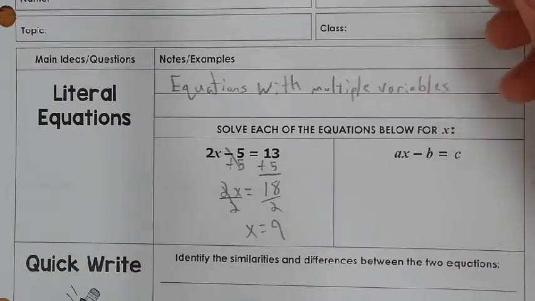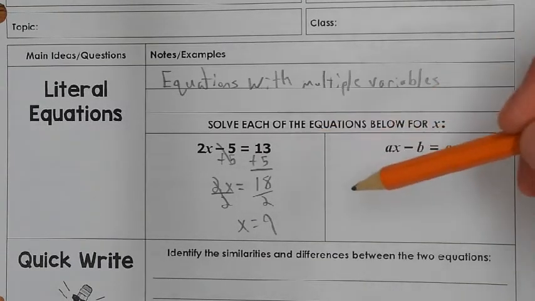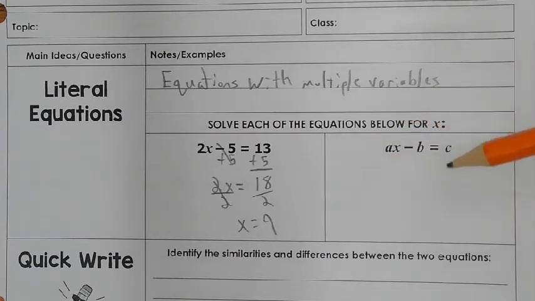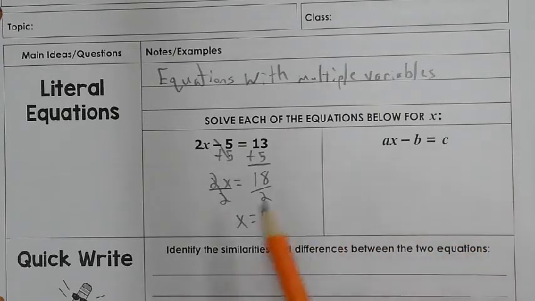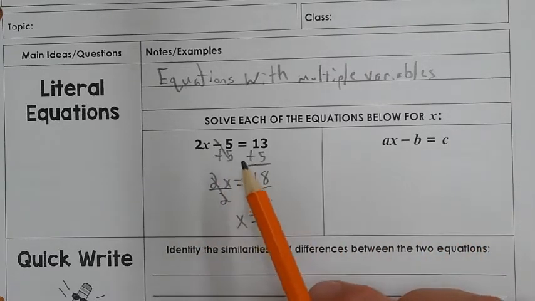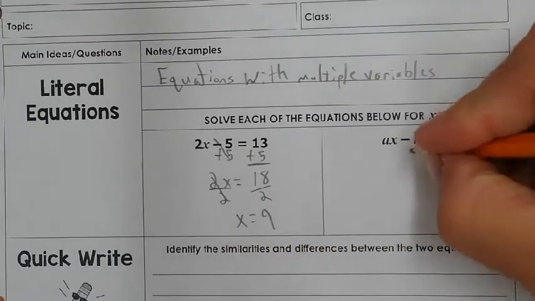Okay, now the problem on the right is like what we're going to be doing in this section. So you're going to be doing basically the same thing, but since you do not have numbers, you cannot combine anything. So it says solve each of these equations below for x. So what we're trying to do over here is get x by itself. So if you look over at this equation, what do we do first? You add 5. So what do you think we would do first on this one? Add b. Good.